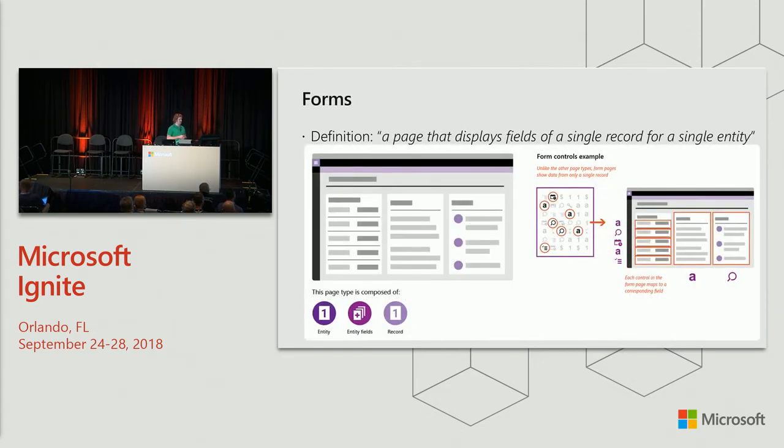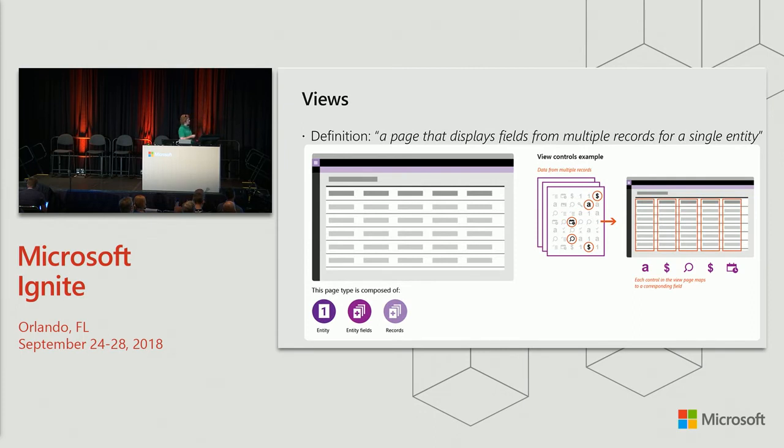If we double click into these, there's a way better slide to take a photo of in a moment. So form: a page that displays fields of a single record for a single entity. You'll see that this page is composed of one, an entity, two, a collection of entity fields, and three, you'll notice that this shows one record, okay? This would be like when I view a single cupcake request, or a single cake type, or a single icing type. Make sense?